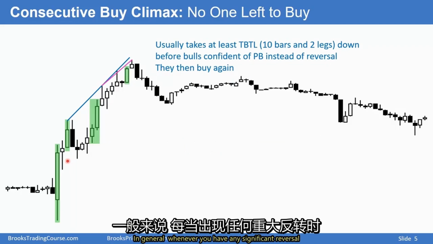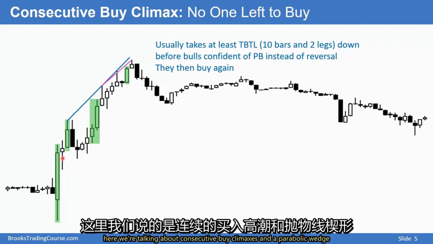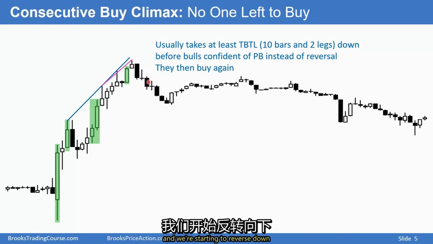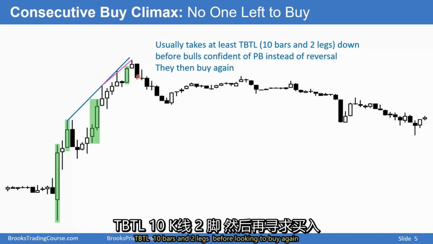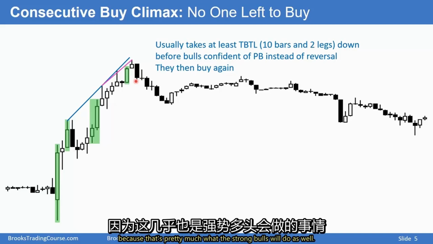In general, whenever you have any significant reversal, here we're talking about consecutive buy climaxes and a parabolic wedge, we're starting to reverse down. A general rule is wait 10 bars and 2 legs, TBTL, 10 bars and 2 legs before looking to buy again, because that's pretty much what the strong bulls will do as well.